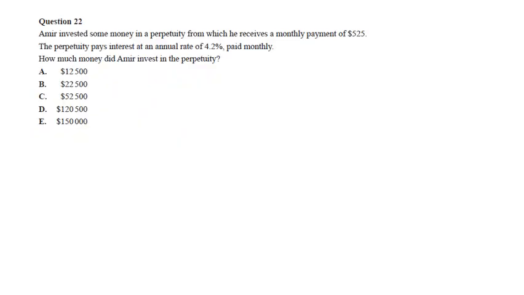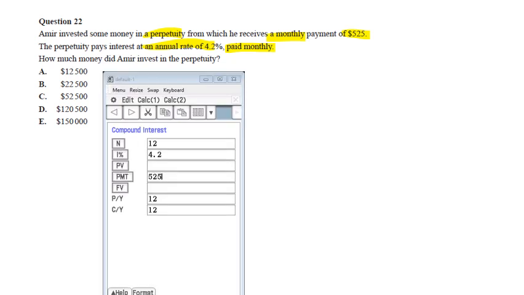Okay, so if we look at this, Mia has invested some money in a perpetuity, so that's a key point, perpetuity, and he receives a monthly payment of 525. You've got an annual interest rate of 4.2 paid monthly. How much money did Mia invest in the perpetuity? Now, what you can think about is, you can put in, say, 1 year if you like. Perpetuities, it doesn't matter the end. There's our interest rate of 4.2.